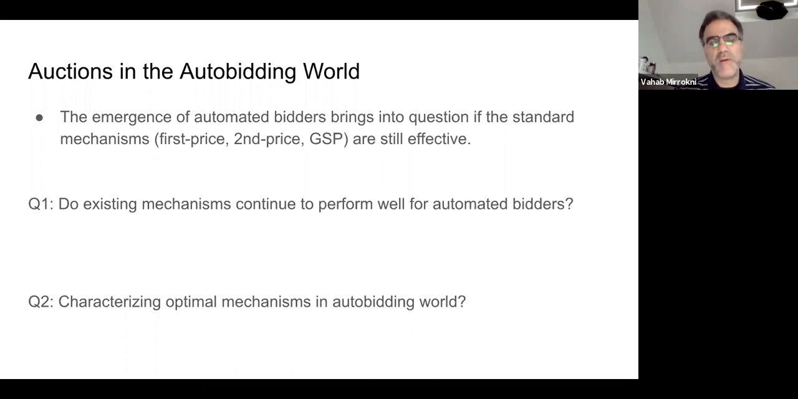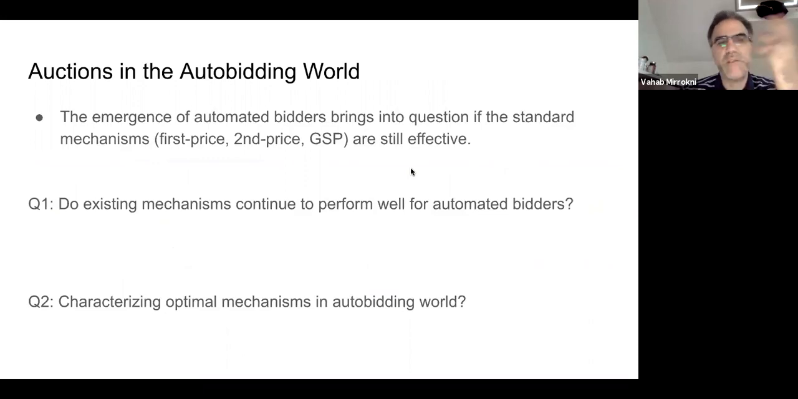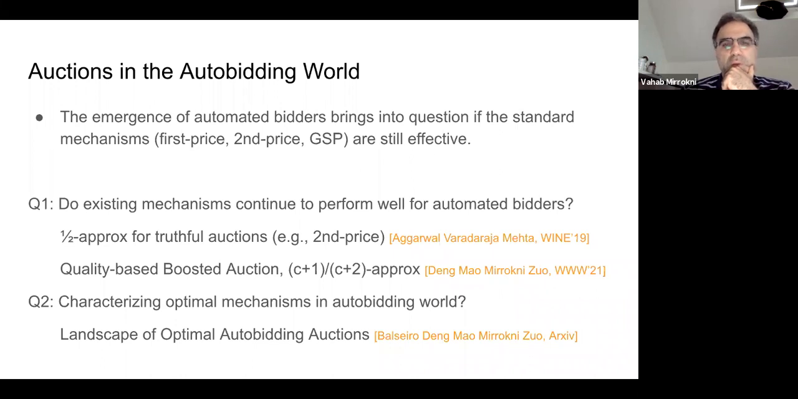So the standard economic modeling says buyers are utility maximizers, but now we are facing a different type of advertisers. So we want to answer these two types of questions. Do existing mechanisms continue to perform well, or can we characterize optimal mechanisms or revenue optimizing mechanisms in this new world? What we'll observe is, first of all, we know that truthful auctions or second price auction achieves one half of the optimum in the auto bidding world, like against value maximizers.